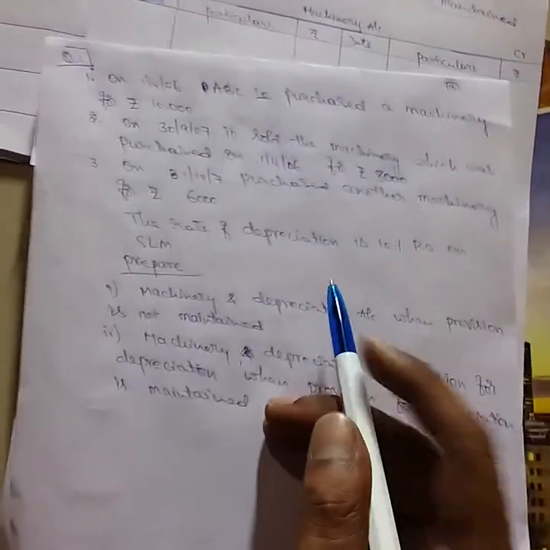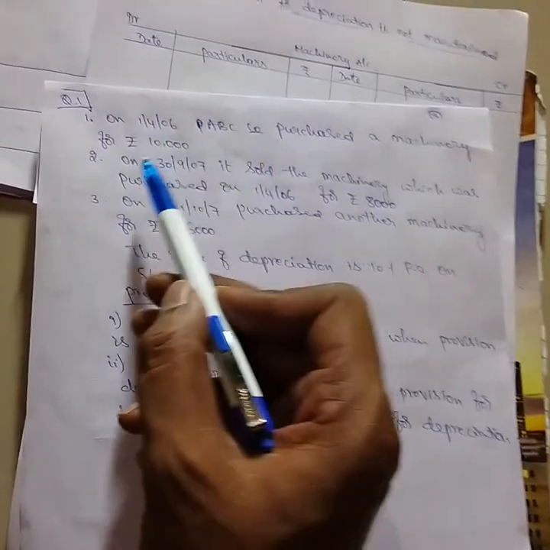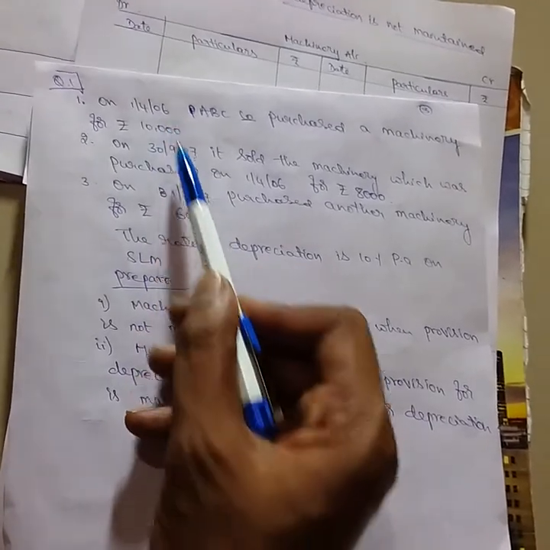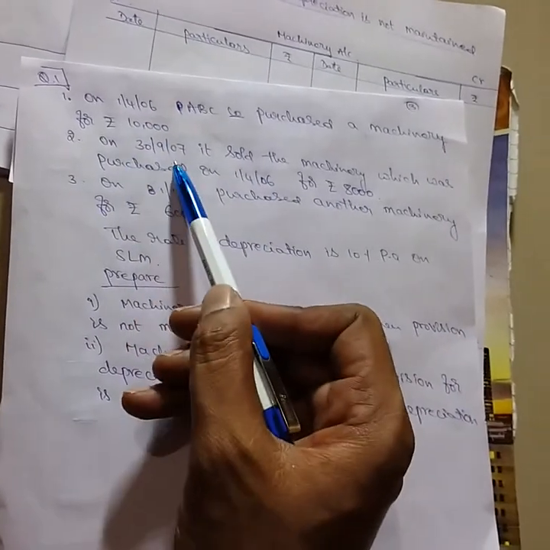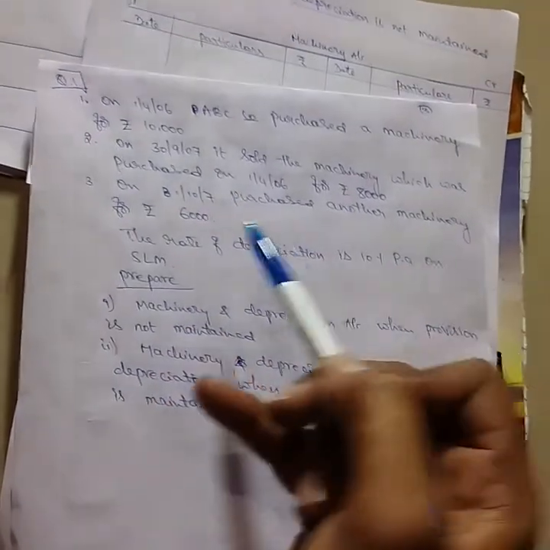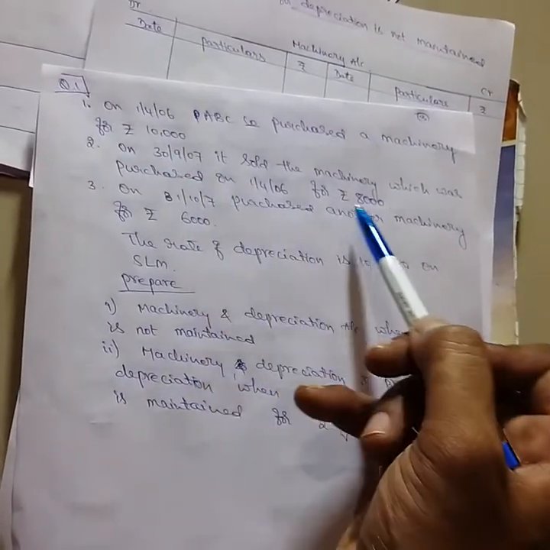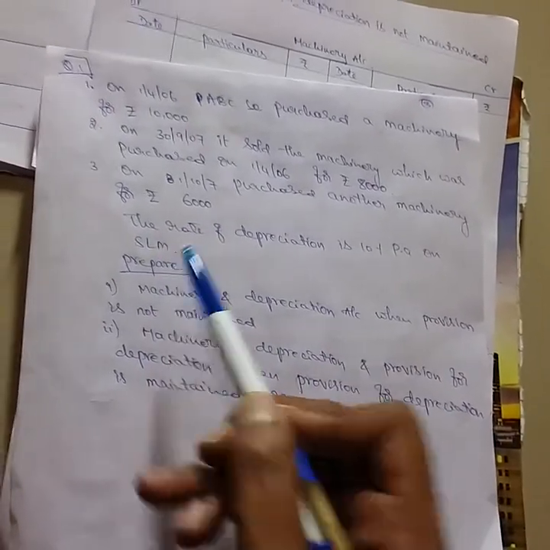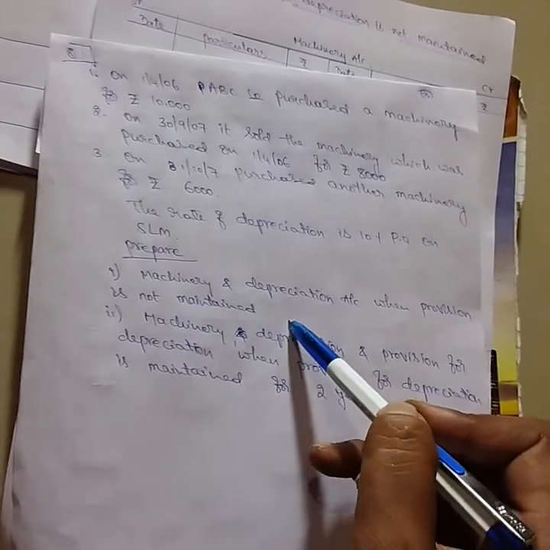This is the example problem. On 1/4/2006, ABC company purchased machinery for rupees 10,000. Second point, on 30/9/2007, so this is the first year. In the second year, this machinery is sold for 8,000, and in the second year, on 1/10/2007, another machinery is purchased for 6,000. So a total of two machineries are purchased. Out of the two machineries, the first machinery is sold for 8,000. The rate of depreciation is 10% on the straight line method. We need to prepare the machinery account and depreciation account when provision is not maintained.